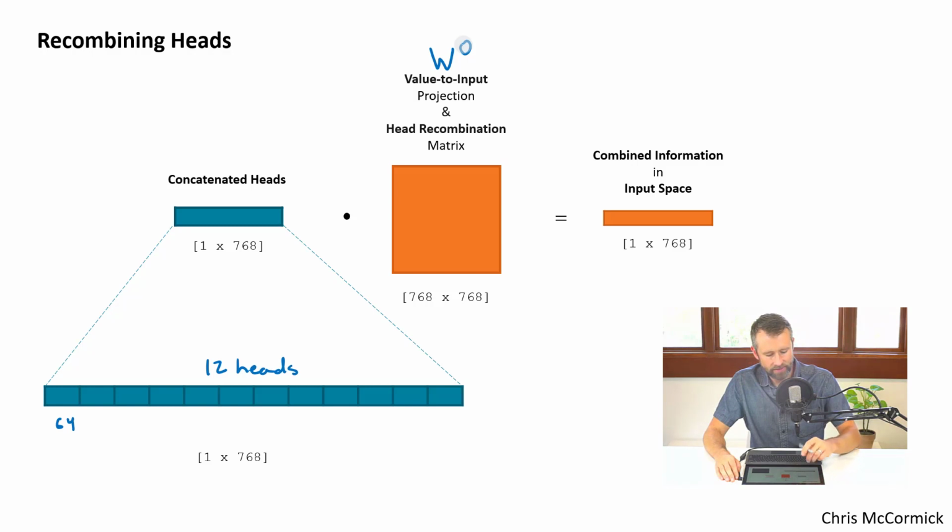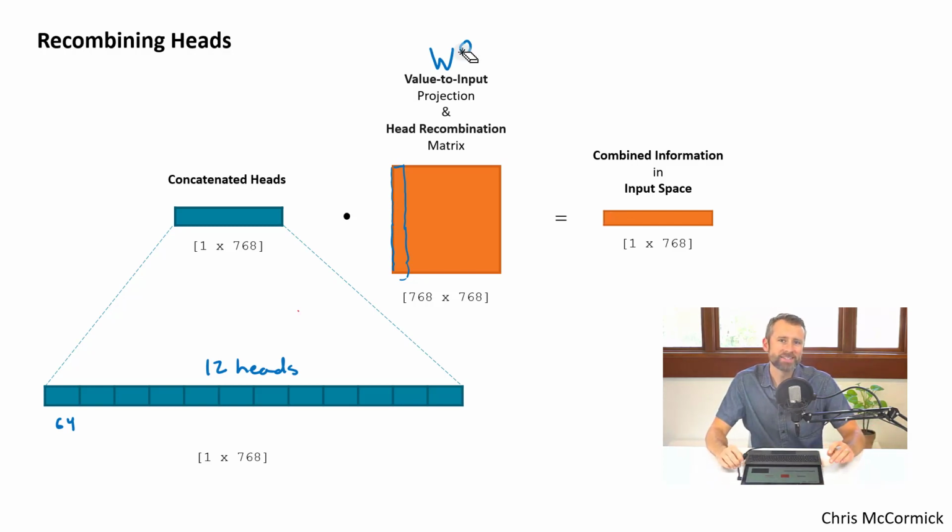So you could picture taking this vector, turning it 90 degrees, multiplying it against the first column of this. And what that does is the weights in this projection matrix will give different weight to each of the values from all the heads and sum them up to a single value. So that's both projecting from the value space back to the input space and also doing a weighted combination of the outputs of the heads.